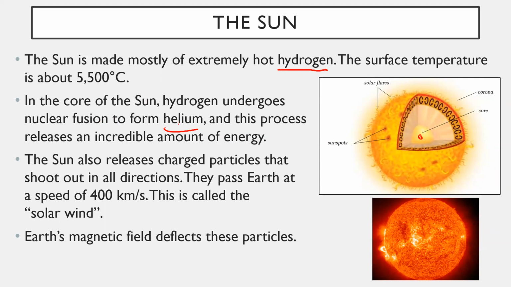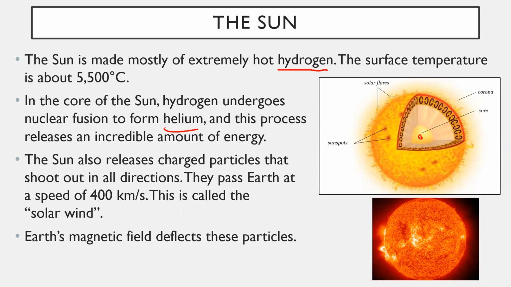And this process releases an incredible amount of energy. Nuclear fusion is basically this gigantic nuclear bomb going off at all times. Now, the sun also releases charged particles that shoot out in all directions. They pass Earth at a speed of about 400 kilometers per second. This is what we call the solar wind.